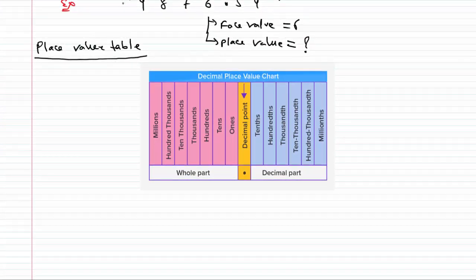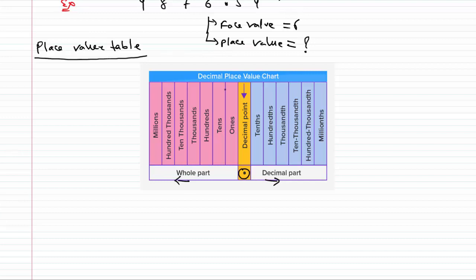The place value table for the decimal number system is shown in the picture. Here the table is divided into two parts. Digits to the right side of the decimal point are known as the decimal part, and digits to the left side of the decimal point are known as the whole part.